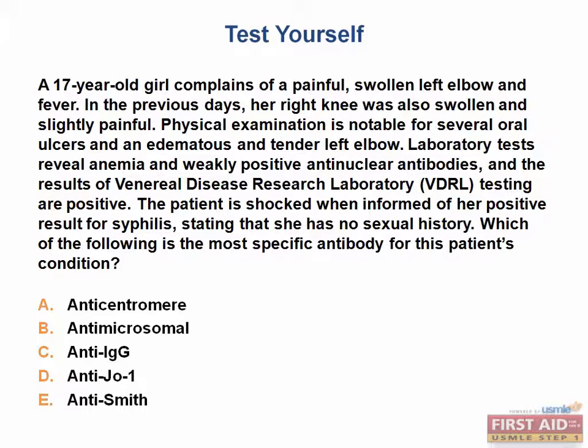Next, a 17-year-old girl complains of a painful, swollen left elbow and fever. In the previous days, her right knee was also swollen and slightly painful. Physical examination is notable for several oral ulcers and an edematous and tender left elbow. Laboratory tests reveal anemia and weakly positive anti-nuclear antibodies, and the results of the VDRL testing are positive. The patient is shocked when informed of her positive result for syphilis, stating that she has no sexual history. Which of the following is the most specific antibody for this patient's condition?